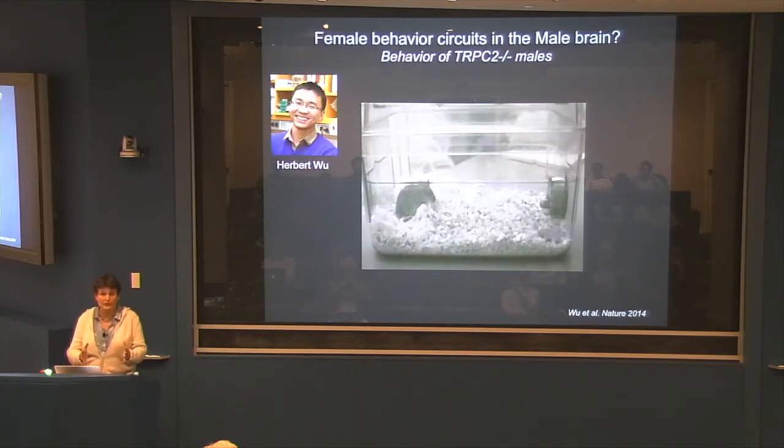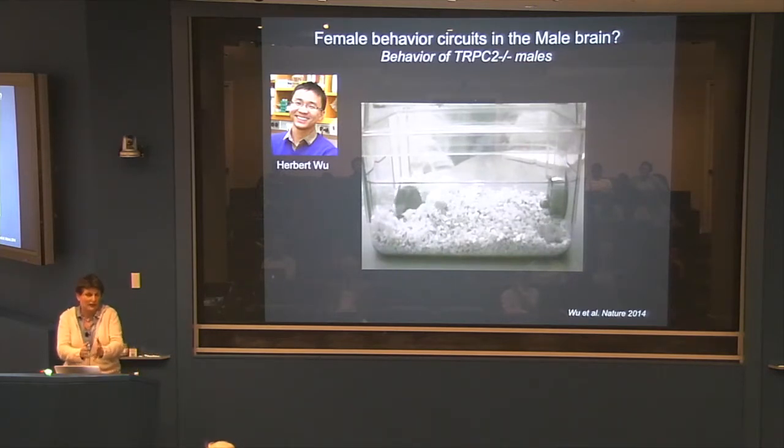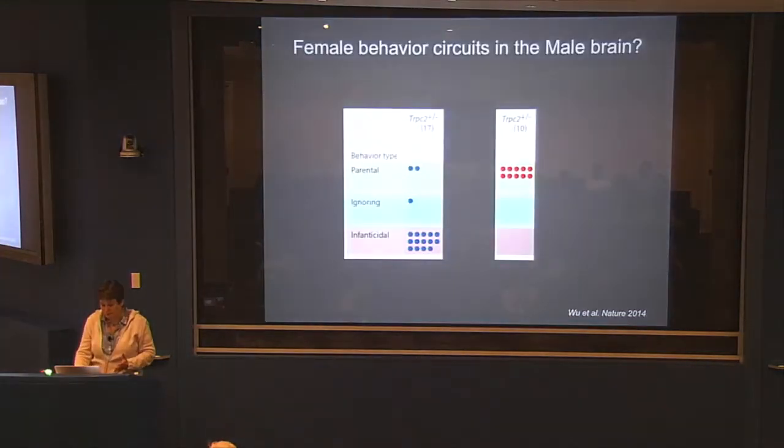But in the next few minutes, this male is going to retrieve the pups one by one, and then crouch around the pups exactly like mom would do. In fact, if you looked at this video, you wouldn't distinguish this male mutant from a normal female taking care of her pups. So this is the quantification of the behavior.